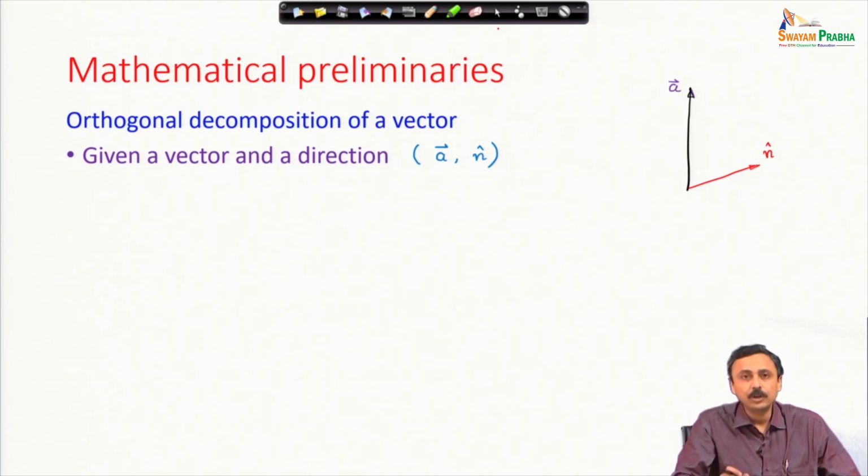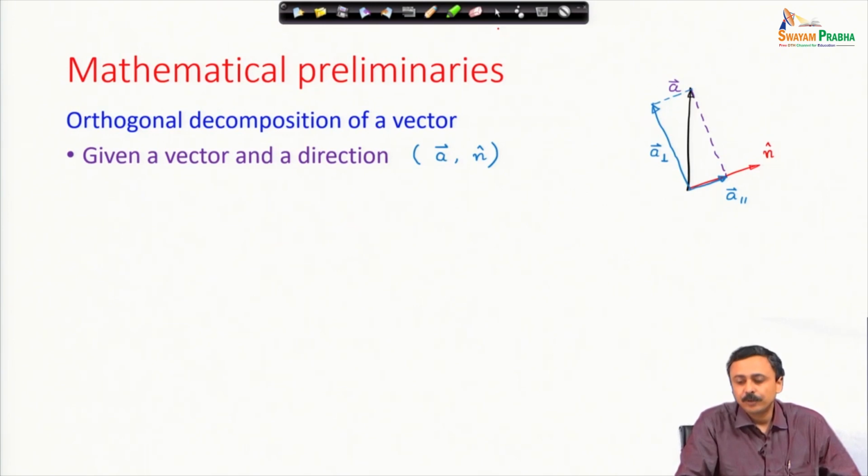One of those two vectors is along n cap, the other is perpendicular to n cap, and the summation of these two vectors must give me A vector. This is the objective. Decomposition of a vector means finding component vectors which sum up to the original vector, but here this is orthogonal decomposition in two orthogonal directions. One is n cap, given; the other direction I do not know, I have to find out.